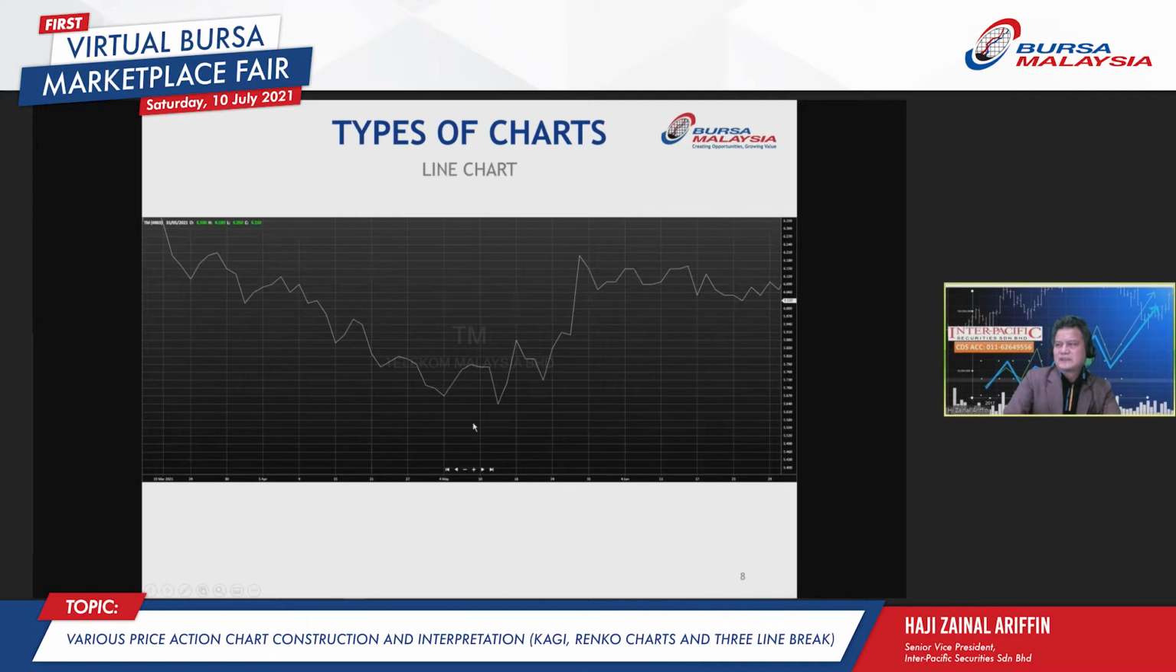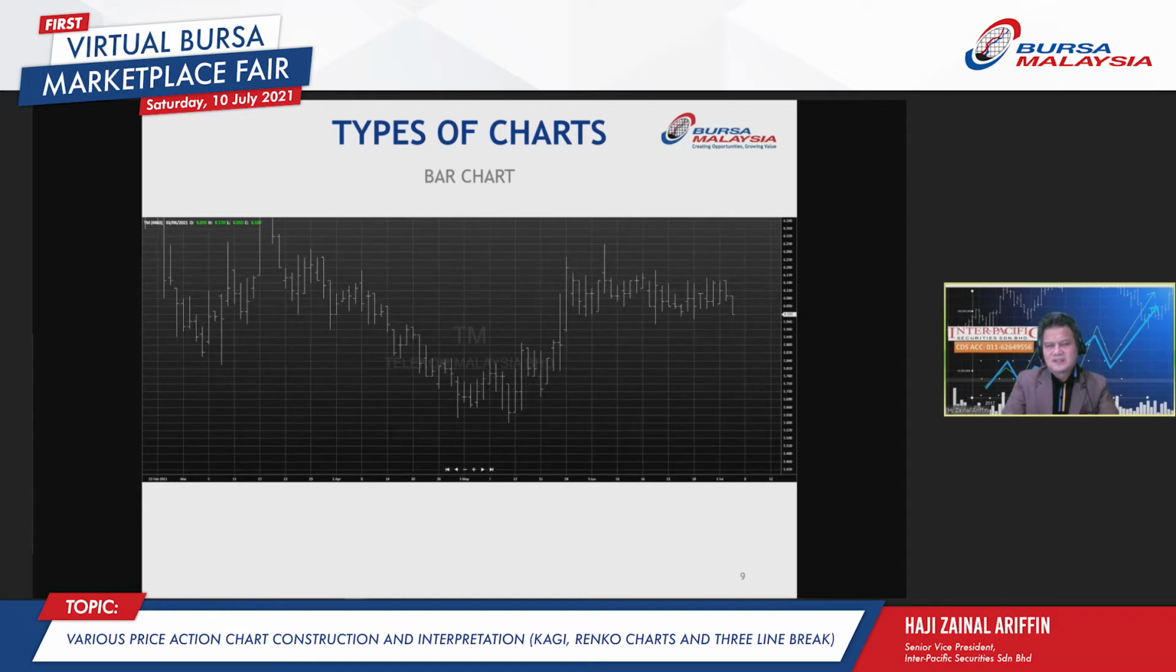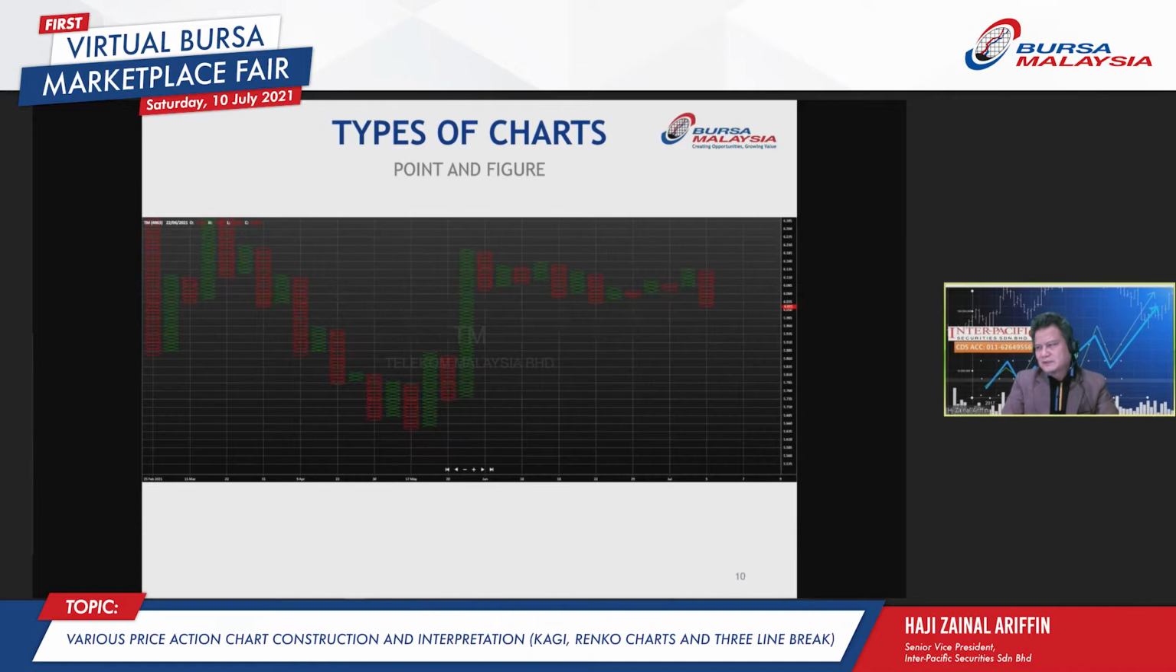Okay, next one. Types of charts. This is very usual, what you see. This is a type of chart. We call this a line chart, and this is what we call a bar chart, and this is what we call a point and figure chart. Only very rarely do I see people using the point and figure chart. Usually the old generation use point and figure, and this is the oldest way of doing the chart. It is also the oldest way that I have used, since 1984.